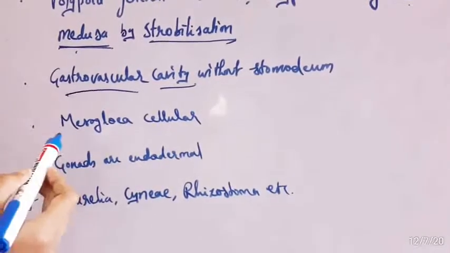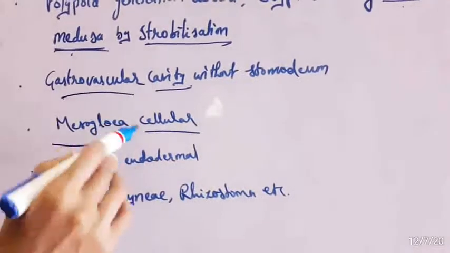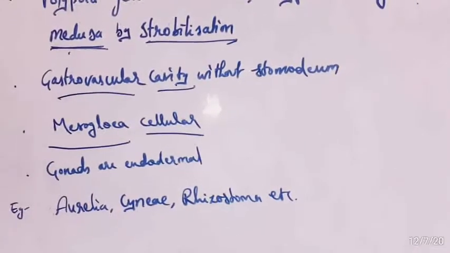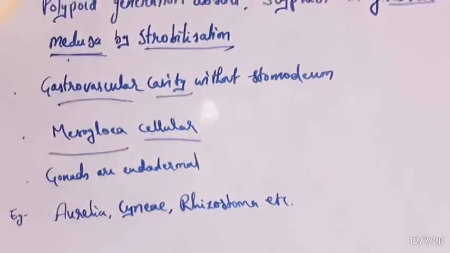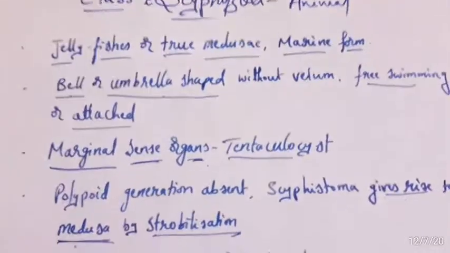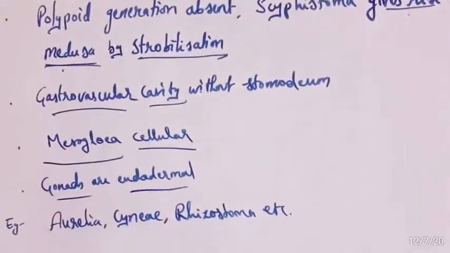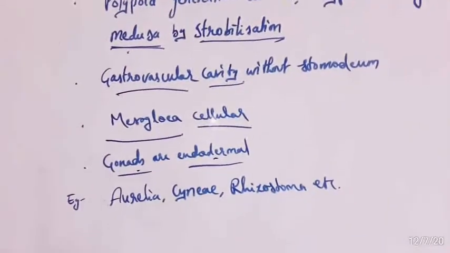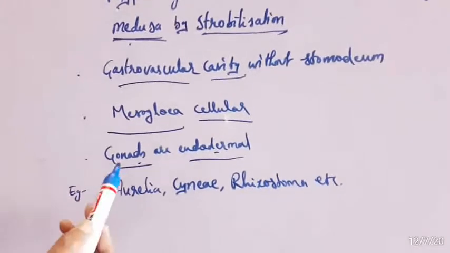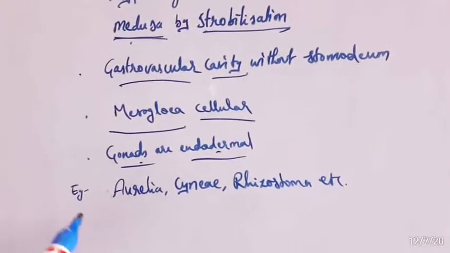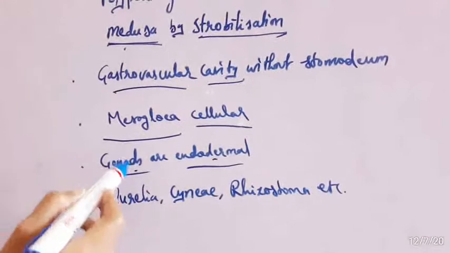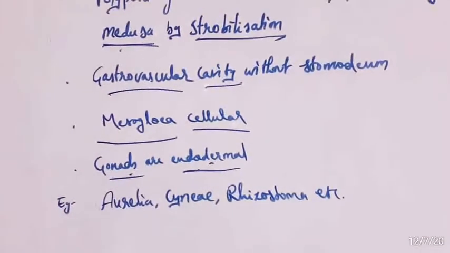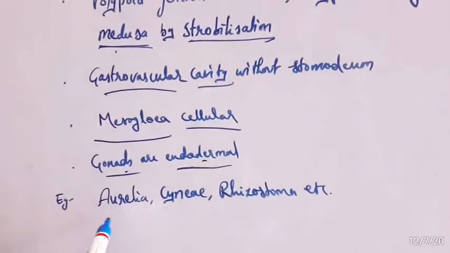Then mesoglea. In the Hydrozoa, mesoglea is non-cellular. In Scyphozoa, mesoglea is cellular. Then gonads. These are the gonads or gonadal pockets. Here gonads are endodermal in origin. In the Hydrozoa, gonads or sex cells are of ectodermal origin, but here the sex cells are endodermal in origin. Example: Aurelia.